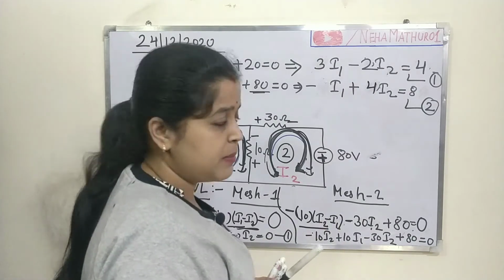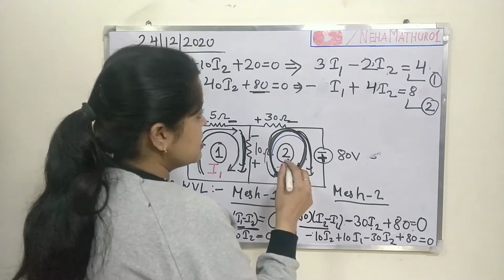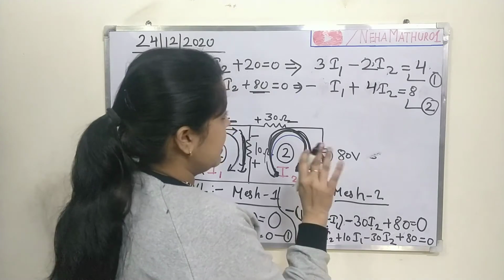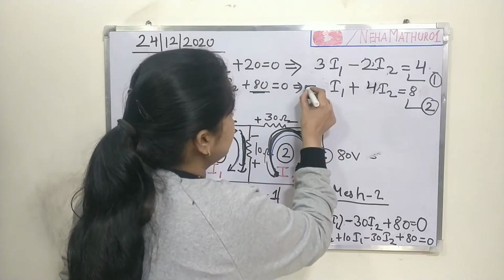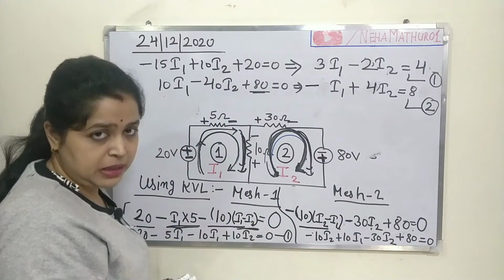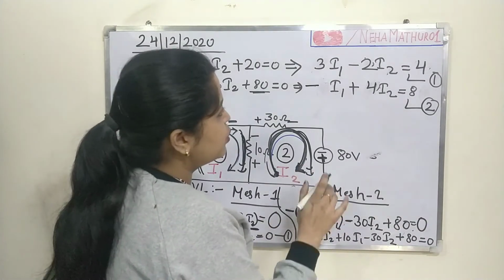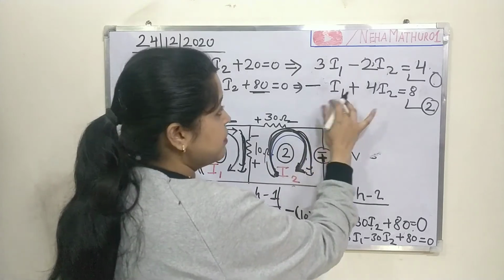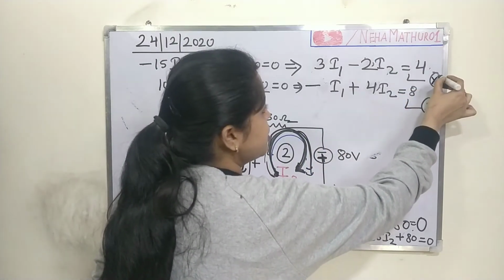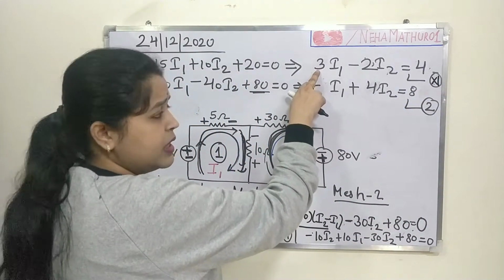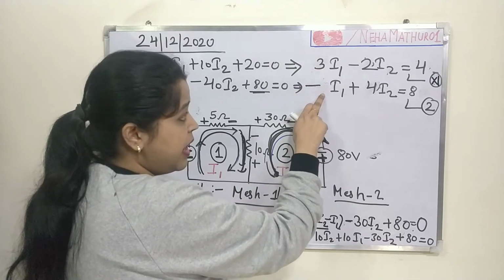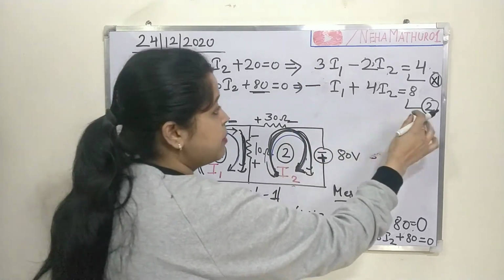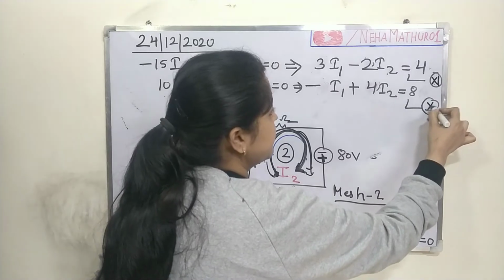Apply any of the basic methods. Suppose, what I am doing is just using the basic elimination method. So what you will have to do is eliminate I1, and for the elimination of I1 you will have to multiply the above equation by 1, because here you have 3, and here I need one more 3, so I am going to multiply this equation by 3.